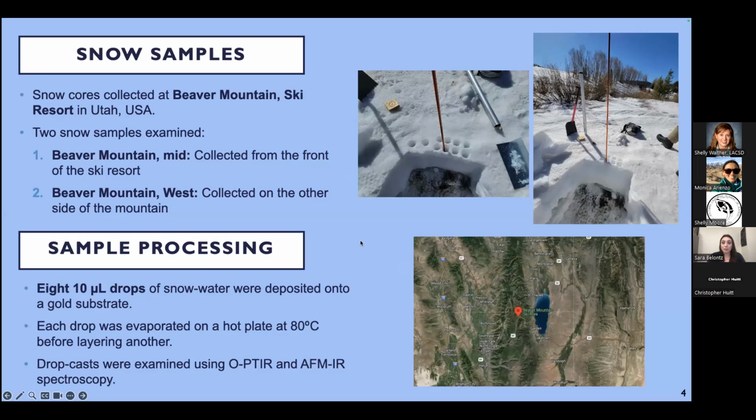So when it comes to the sample processing, in total, there were 8 10-microliter drops of snow water deposited onto a gold substrate. So this equals an 80 microliter drop in total, a concentrated drop. Using a brand new clean glass syringe, from the glass vial that the sample was in, you extracted a 10 microliter drop and dropped it on a hot plate, approximately 80 degrees Celsius, and that evaporated. Then you would continue to do the same for 80 microliters. Once we had those samples, they were examined in the OPTIR and the AFMIR.